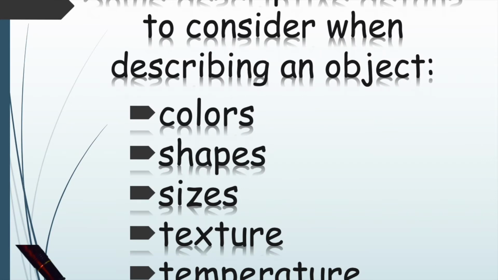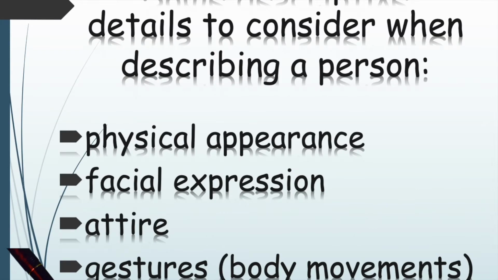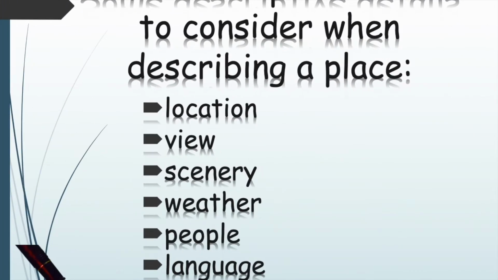Some descriptive details to consider when describing an object: colors, shapes, sizes, texture, temperature. Some descriptive details to consider when describing a person: physical appearance, facial expression, attire, gestures or body movements. Some descriptive details to consider when describing a place: location, view, scenery, weather, people, language, customs.